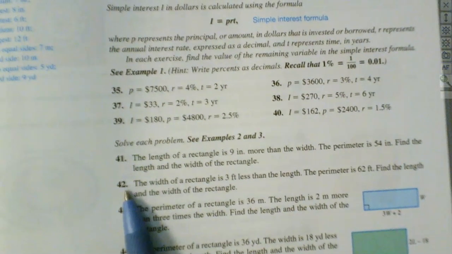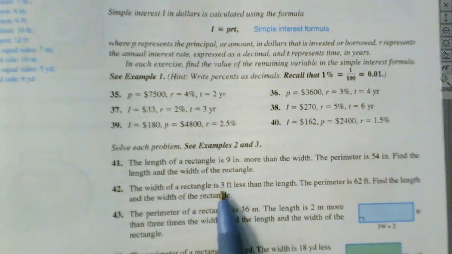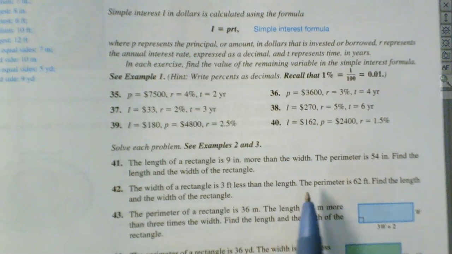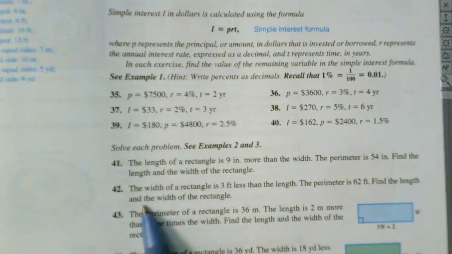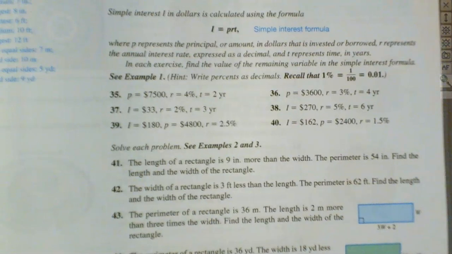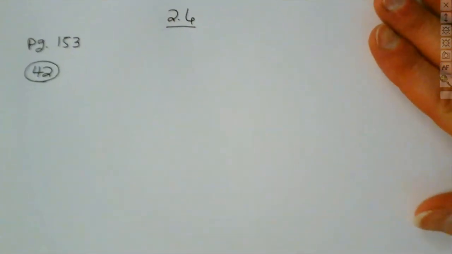The width of a rectangle is 3 feet less than the length. The perimeter is 62 feet. Find the length and the width of the rectangle. Now, what do we know first? We know it's a rectangle. So let's try and draw our picture up here, and then we'll go to the back cover and we'll find our formula.